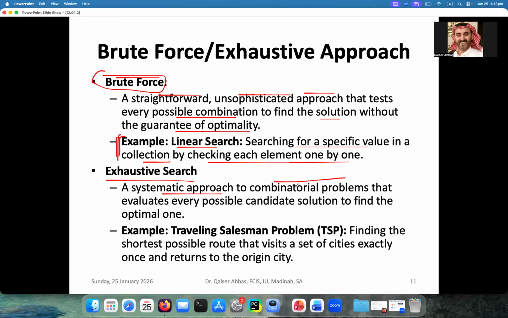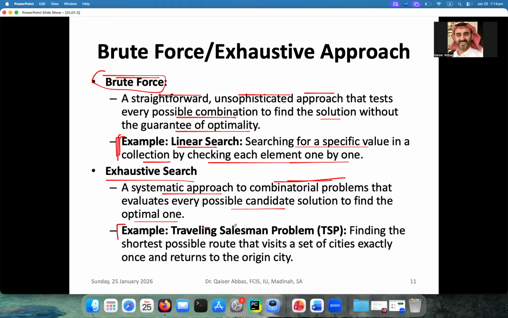So this is an organized approach to these combination problems, where you will evaluate all possible candidate solutions to find the optimal ones. This is also the difference. It will give you the optimal solution if more than one solution is available for something.